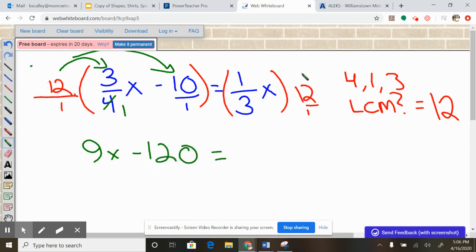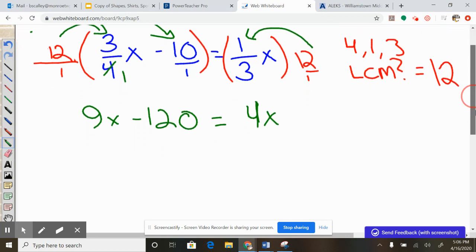And on the right side here, 1/3 of x times 12. When I multiply those, 1/3 of 12 is just 4, and the x stays, so that's 4x. Now the equation should look a lot easier to work with. I went from having fractions to now I don't have any fractions.